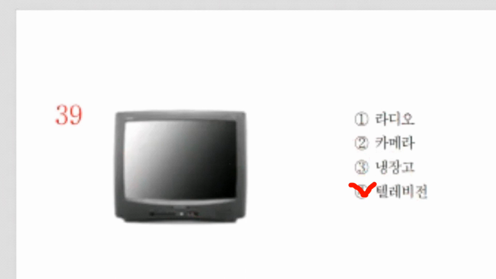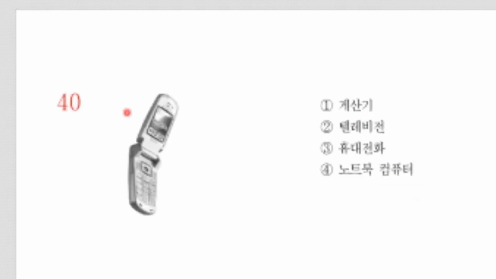Okay, and for the last number, 40. 40 is what? Cell phone, right? So ano nga ba yung cell phone sa Korean? Naalala niyo ba kanina? Okay, so let's check. Number 1. Ayan. Nag-ingay na yung washing machine ko, guys. Tapos na daw siya.